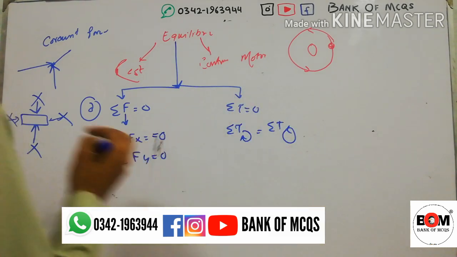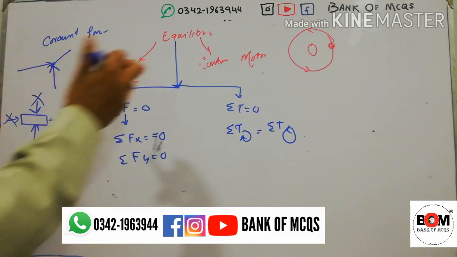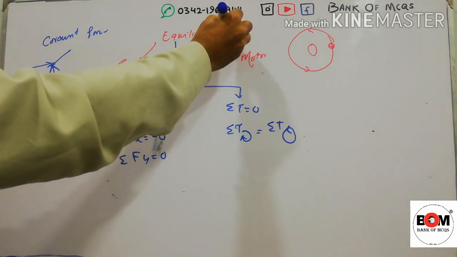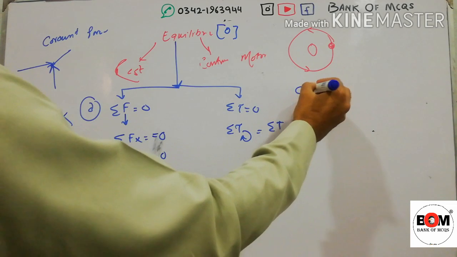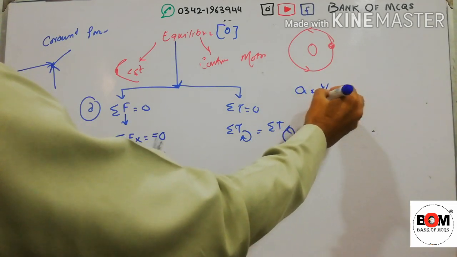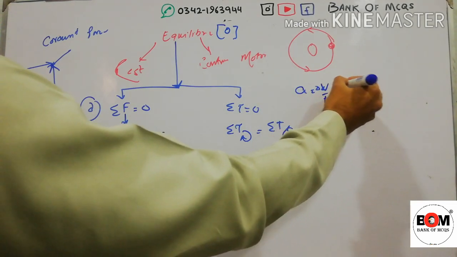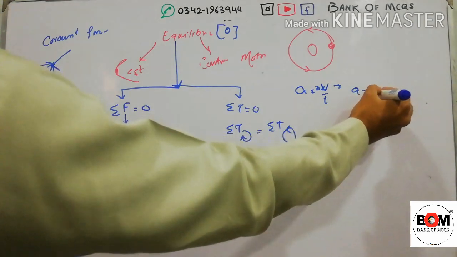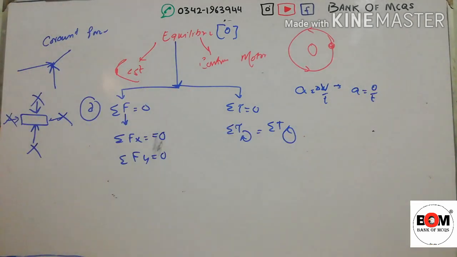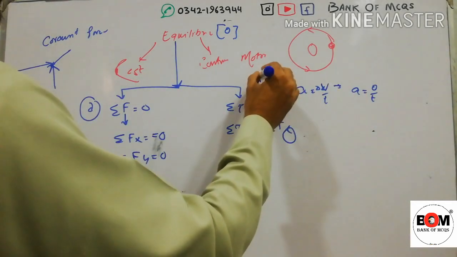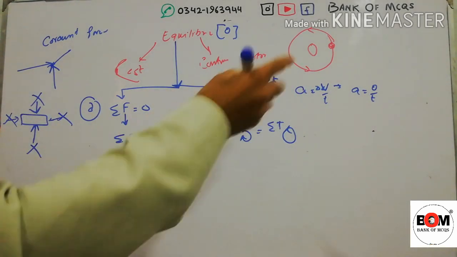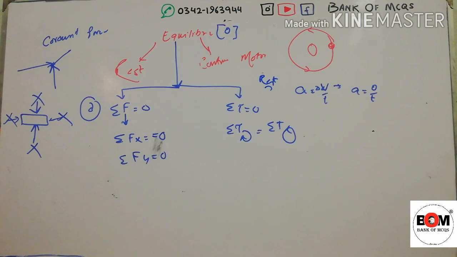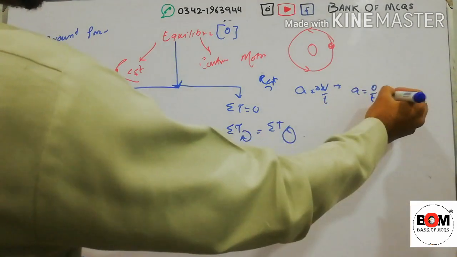To understand equilibrium, a body is said to be in equilibrium if it has 0 acceleration. So if a body is at rest, a is equal to v divided by t. At rest velocity is equal to 0, so a is equal to 0 divided by t. So for rest, acceleration is 0, and we can say that the body is in equilibrium.